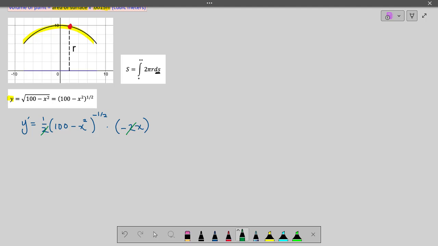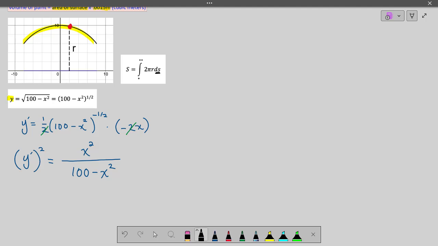And then we are going to square this because we know that in the ds there is a derivative squared. The numerator only has a negative x in it, and when that's squared it becomes an x squared. The denominator has the square root of this. When we square that, the square root goes away. So that denominator has a square root of 100 minus x squared. That squared gives us 100 minus x squared.